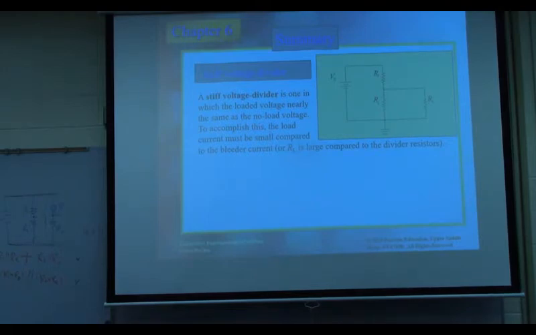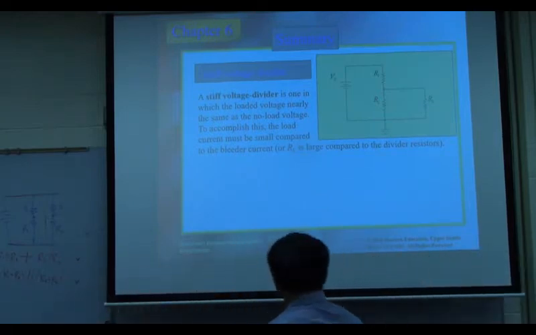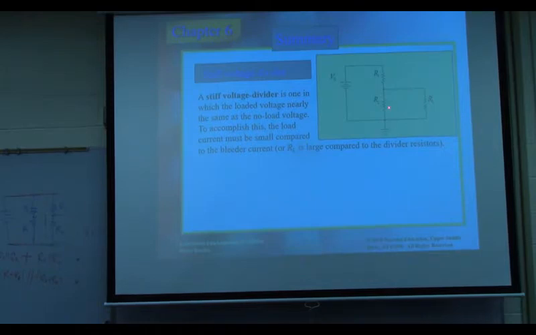Stiff voltage divider means if you remove this one, we are going to have voltage V2, right? That's the first V2. If you have this RL here, we are going to have a second V2. We already know how to calculate this. This V2 will be different. And the second V2 will be smaller or larger? Smaller, right? Why is it smaller?